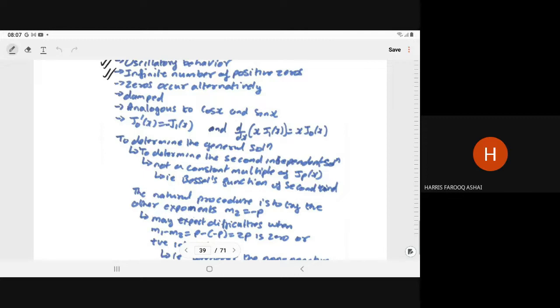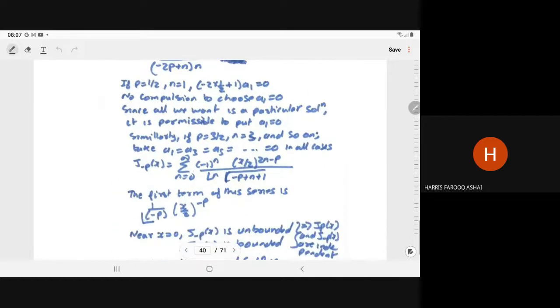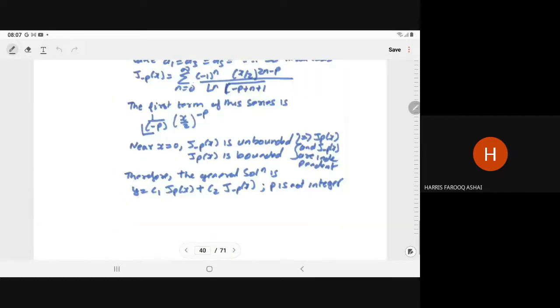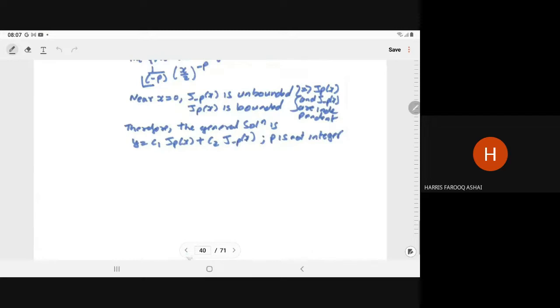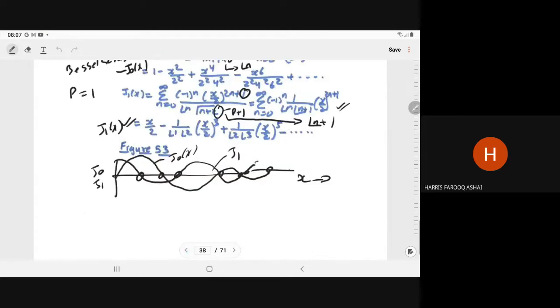Then after, zeros occur alternately. So you can observe from the graph that the zeros of J0 and J1 are occurring alternately, right? Means between two consecutive zeros of J0, there is always one zero of J1, right?